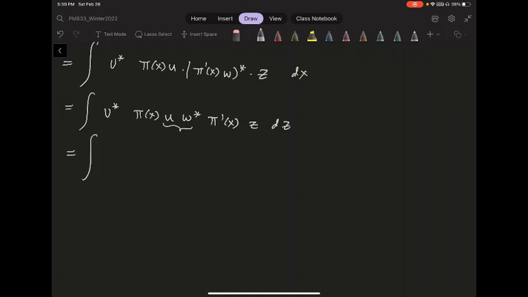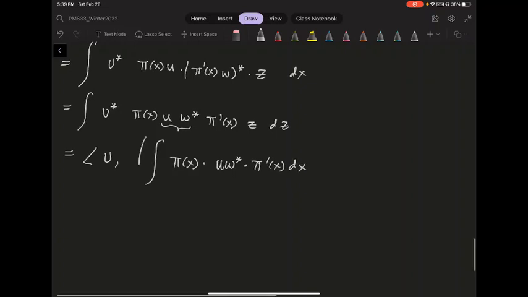This is essentially just the integral, or you think about it, you move the integral inside. So you think about it as the vector v taking the inner product with the integral of these π(x) times this rank 1 operator uw* times π′(x) dx. Okay, so that's going to give you an operator. And I should have an inverse here because I have a star. Okay, and then you apply this whole operator to z.